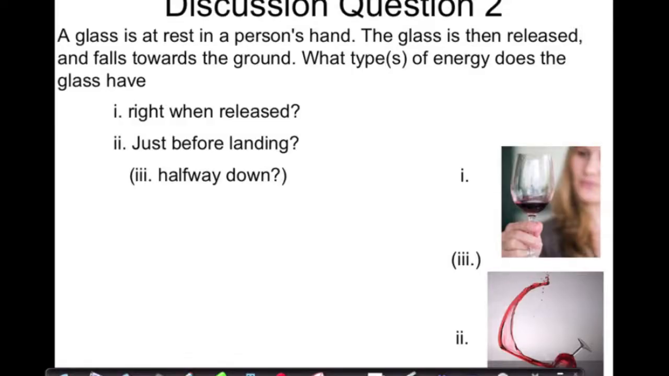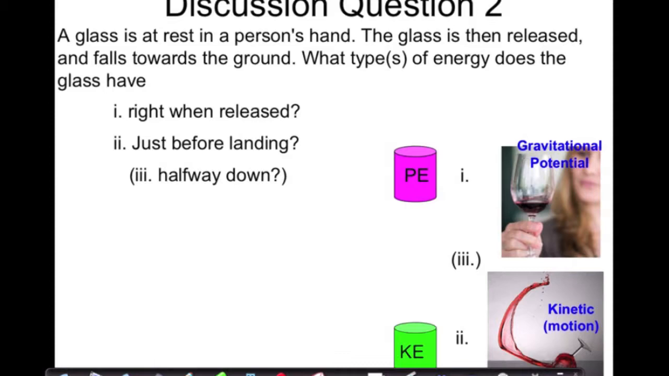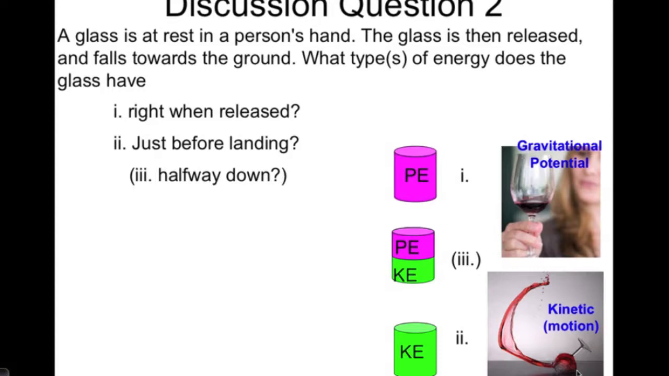Okay, right when the glass is released, it has gravitational potential energy because it's a certain height above the ground. And just before it lands, it has kinetic energy because the glass is moving. It has no potential energy right before it hits the ground because it's right above the ground. So we're going to say the height is a little bit above zero, but it's so close to zero that the potential energy we're going to consider to be zero. And halfway down, it has half potential energy and half kinetic. So once again, you can see that our energy bucket is remaining full at all times.